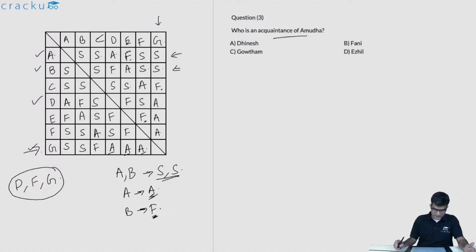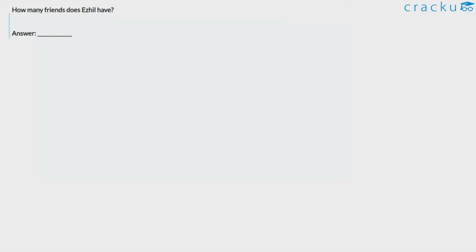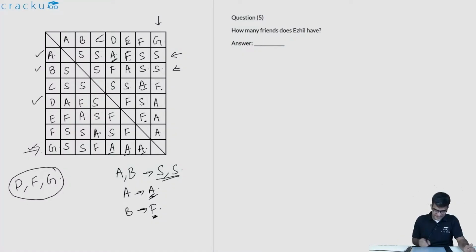Who is an acquaintance of A? The only acquaintance of A is D. Who is an acquaintance of C? The only acquaintance of C is F. How many friends does E have? The number of friends of E is 1, 2 and 3.